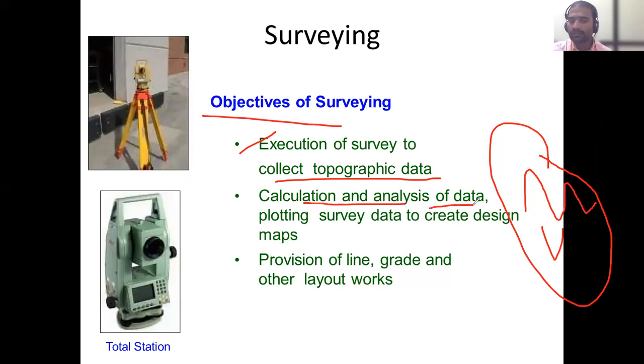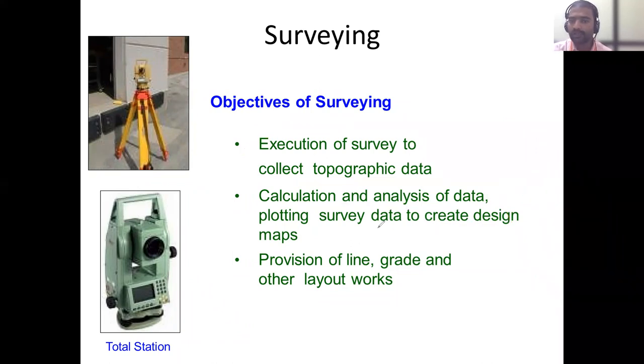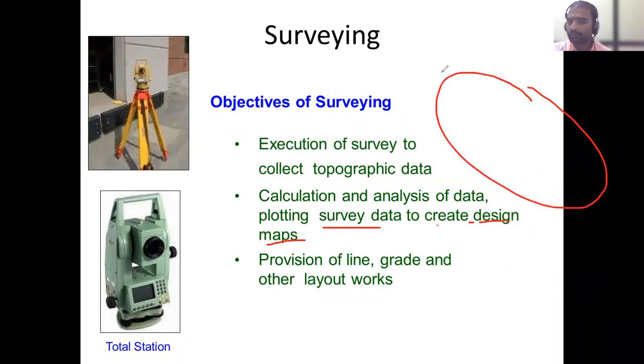Calculate the analysis, calculation and analysis of the data, plotting the survey data and create the design map. See, अभी survey map करने के बाद, with the help of information of the survey data there is a design of the maps. See, there is an area, तो ये area survey कर दिया. I want to construct a dam.